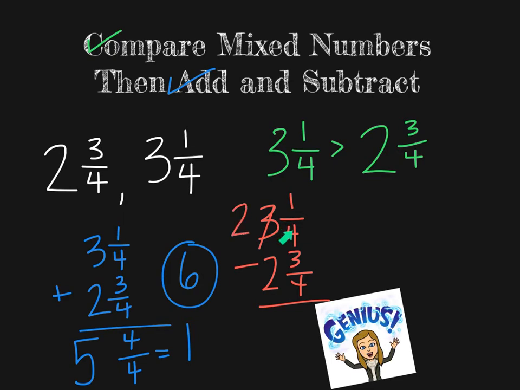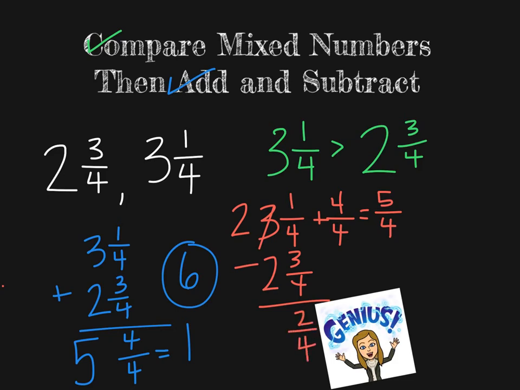Remember that when you borrow a whole, you need to pay attention to the denominator. So we're working in fourths today. So a whole would look like 4/4. So when I borrow 4/4, I need to add that to the original fraction that I'm using. So 1/4 plus 4/4. I now have a big enough fraction, even though it is improper, to subtract correctly. So now I can do 5 minus 3, now that I've borrowed. So 5 minus 3 gives me 2/4.